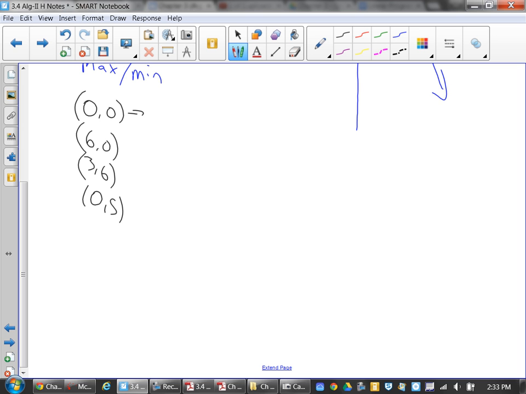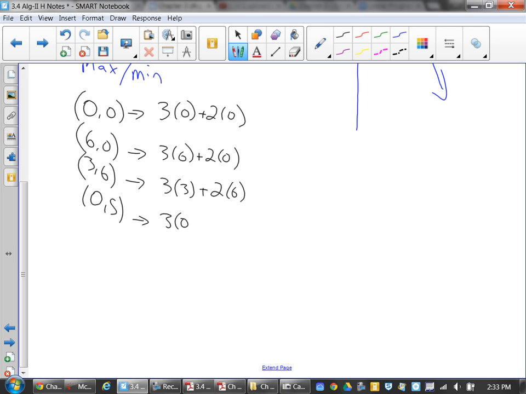Yeah. So you take that, you have 3 times 0 plus 2 times 0. 3 times 6, 2 times 0. 3 times 3, 2 times 6, and 3 times 0, 2 times 5. All I'm doing is substitution 4 times into that constraint. So what's 0 plus 0? 0. So it's 18. 9 and 12 is 21. And 10.